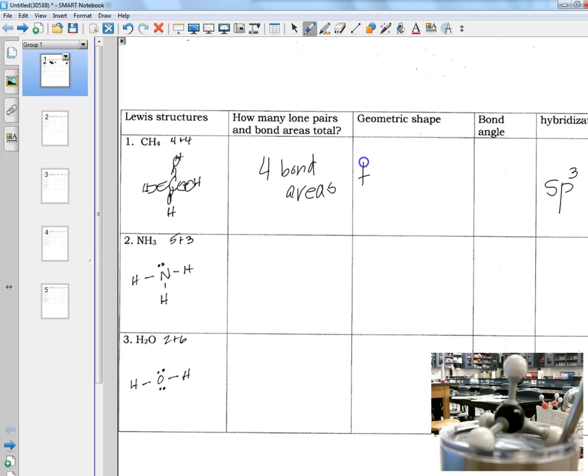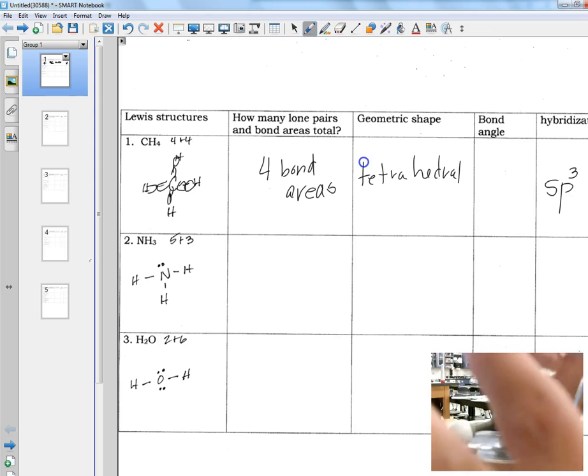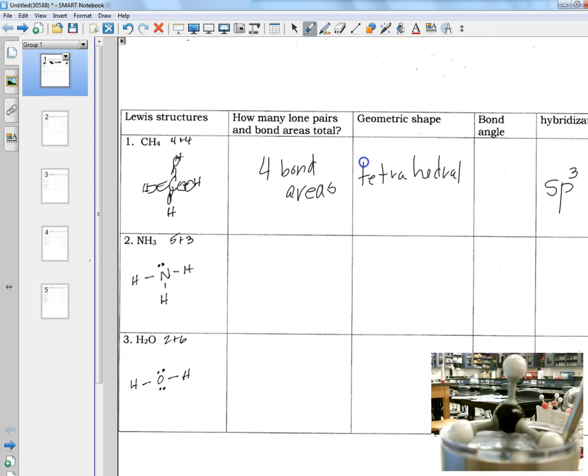Our geometric shape's name is tetrahedral. And our angle, as opposed to 90 degrees, which is, if we drew it flat, we can actually spread them out a little more. The electrons push each other away, and we get 109.5 degrees.